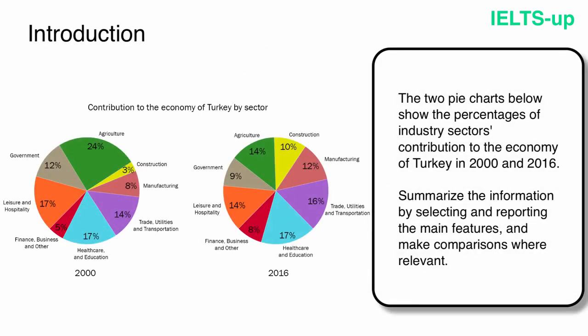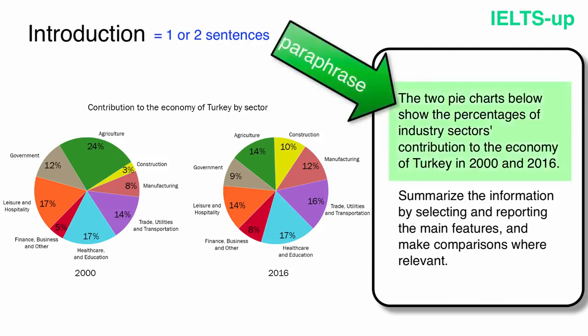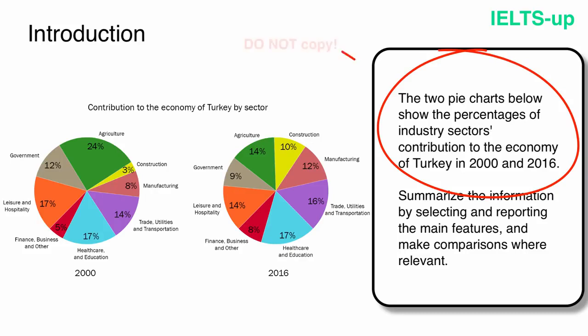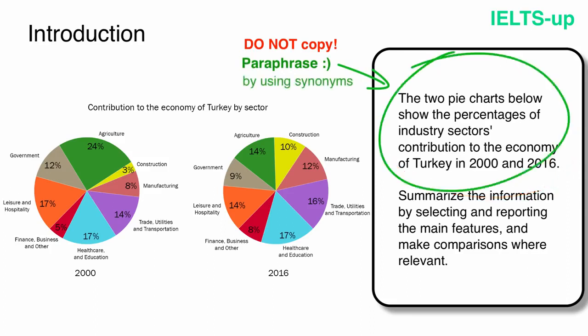As you remember, our first paragraph is an introduction. The introduction is 1 or 2 sentences where you simply paraphrase the information from your question. You should mention 2 things in your introduction: what your chart shows and for what period of time. You cannot just copy this text from your question card. Such writing will receive a low score, so don't do that. Instead of writing, the 2 pie charts below show the percentages of industry sector's contribution to the economy of Turkey in 2000 and 2016, we should write a paraphrased version of this sentence by using synonyms.